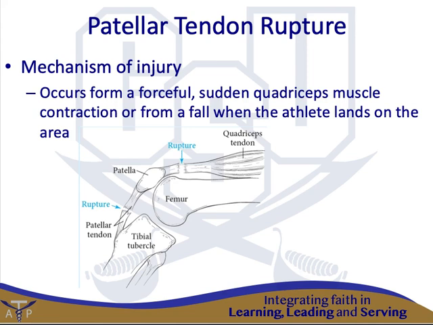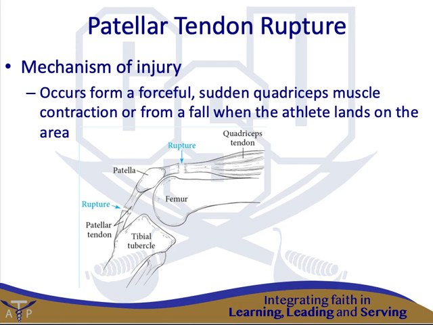Patellar tendon ruptures are another type of patellar injury that we can see in athletics. Patellar tendon ruptures occur with the patellar tendon, and the patellar tendon attaches from the inferior portion of the patella to the tibial tuberosity on the anterior aspect of the tibia. When the tendon does tear, it may cause an avulsion fracture of the patella's inferior pole to occur as well.